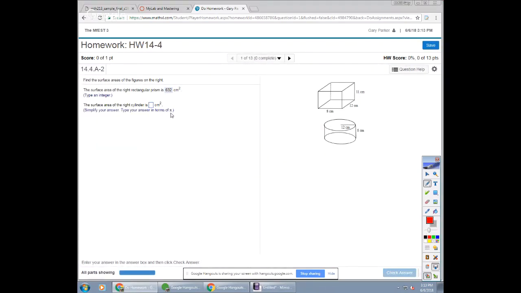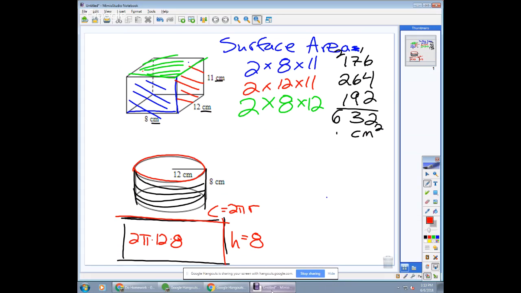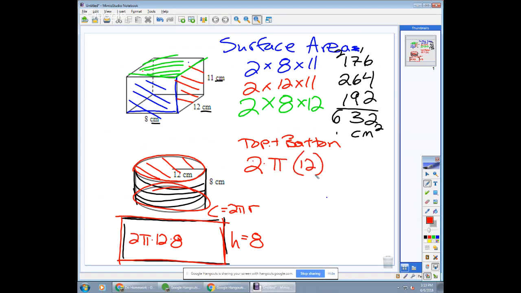Okay, so they want us to leave the pi as pi, not use the calculator pi or use 3.14. So this is part of the surface area right here we just calculated, whatever that ends up being. And then we have to factor in the top and the bottom. What's the area of the top? It's going to be pi r squared. And I'm going to have 2 of those pi r squares for the top and bottom. In this case, r is 12. And then I'm going to have to add that onto this right here.